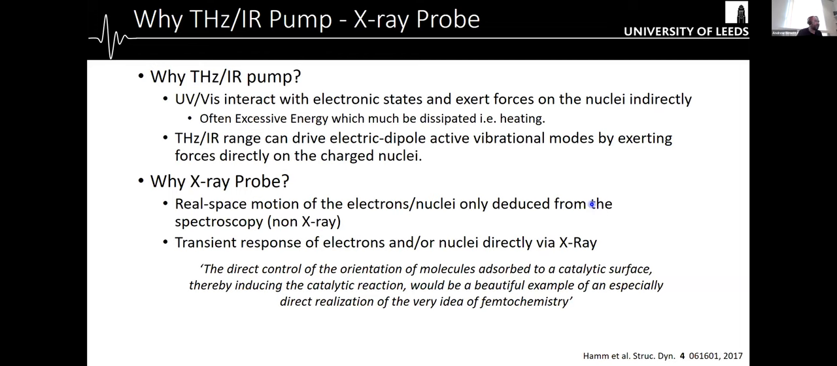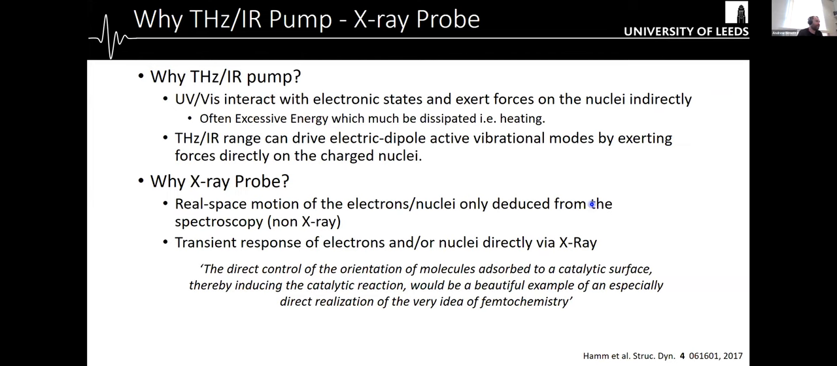So what you should be able to do with terahertz and IR pumping, if designed in an appropriate way, is to directly drive electric dipole active vibrational modes, and that exerts forces directly onto the nuclei and can lead to a much better level of control.